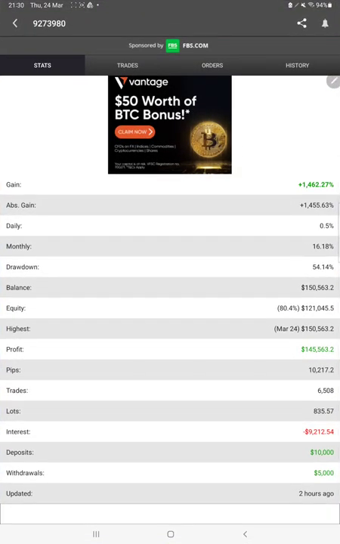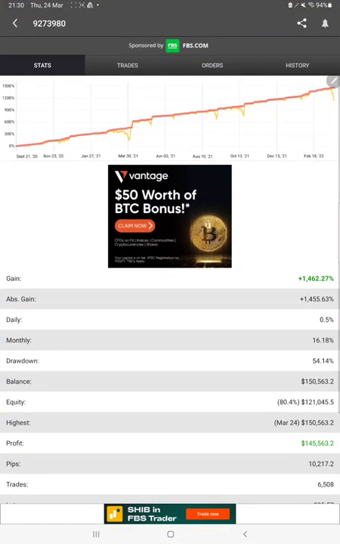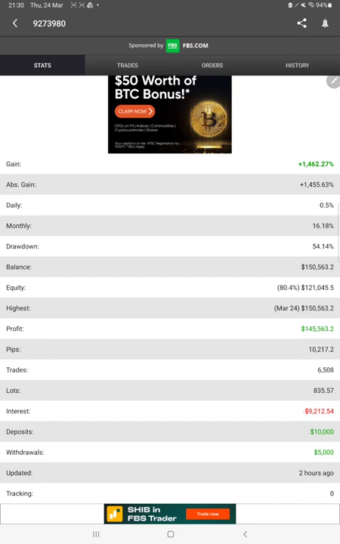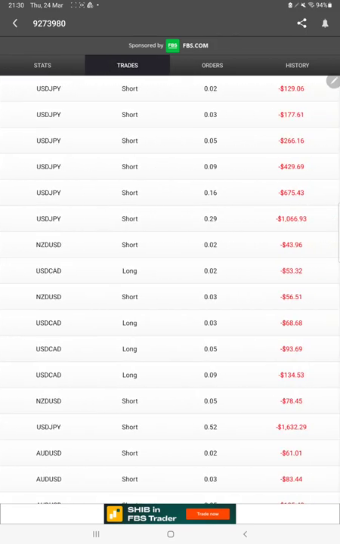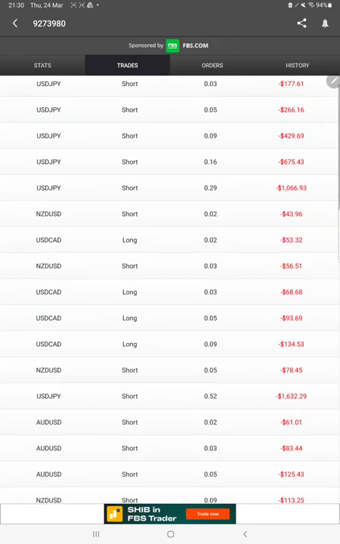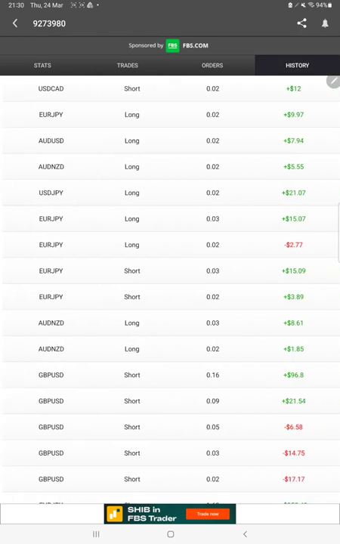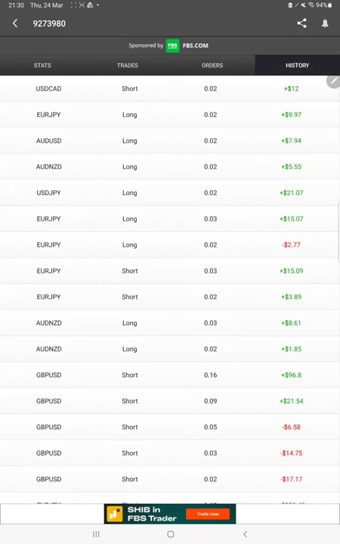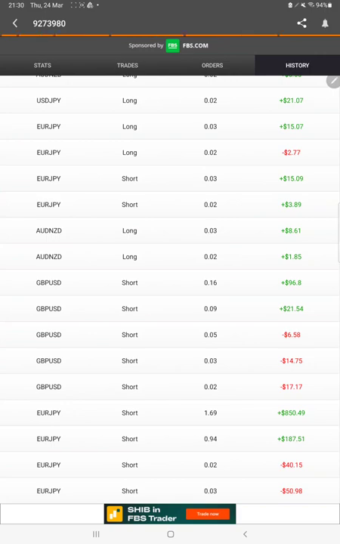Starting with a new update, here we have my FXBook. You can verify all the statistics. There is a percentage of gain, absolute gain, return, monthly, daily, drawdown, capital balance, profit, deposit amount, withdrawal amount. 2 hours ago it was updated. You can verify all these details. Also you can check the ongoing trades, order history as per the profit and loss, and whatever lot size is used, you can verify the history also.